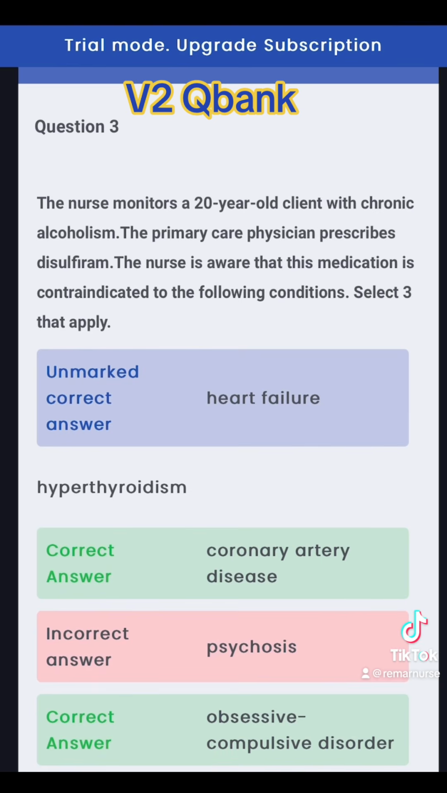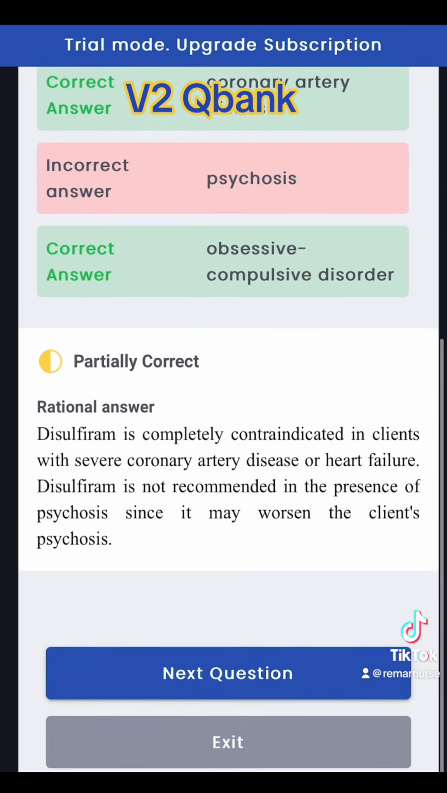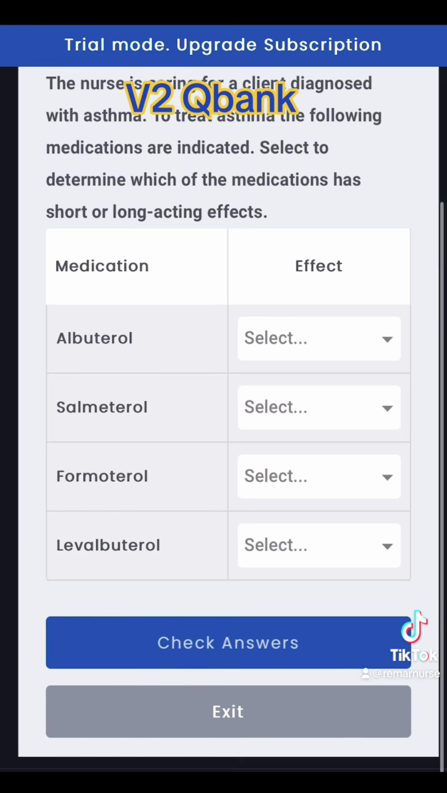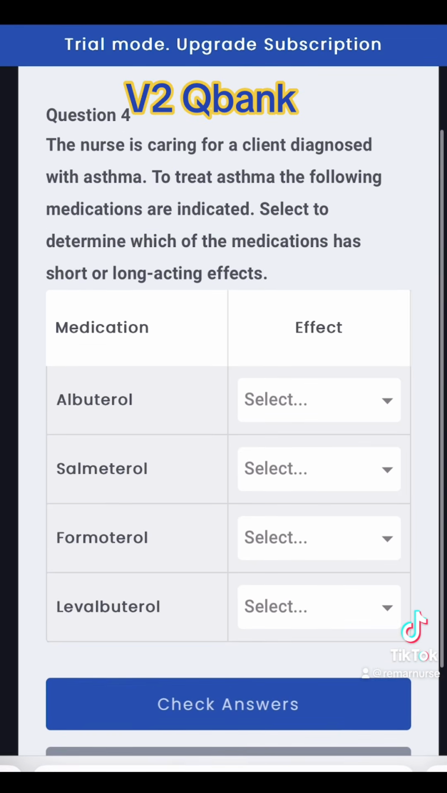Okay. Heart failure and coronary artery disease here. I shouldn't have picked the psychosis. I know that disulfiram does affect your mentation, but not in psychosis. So I'll remember that. Okay, another challenging pharm.